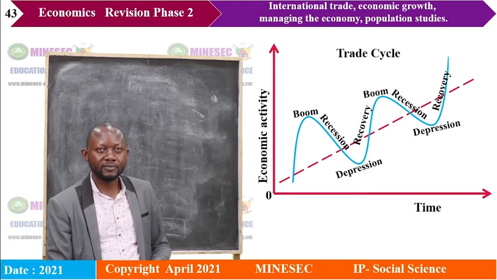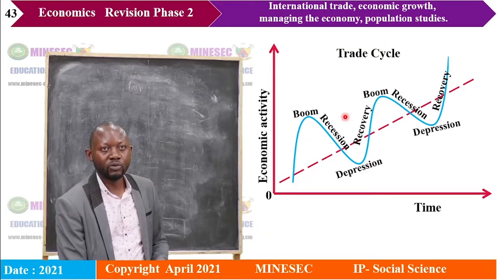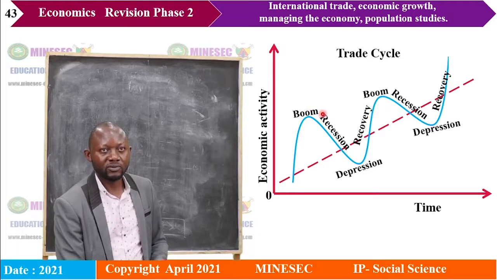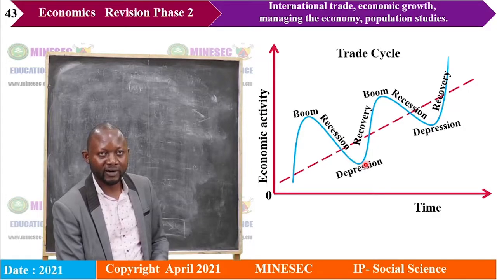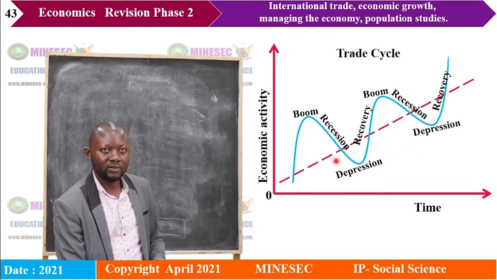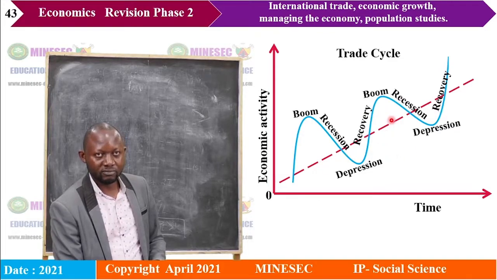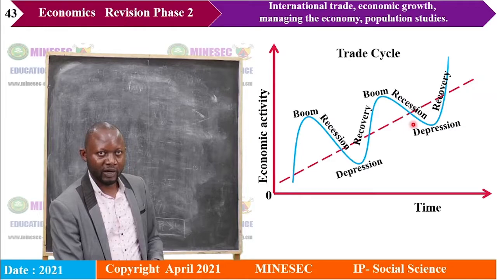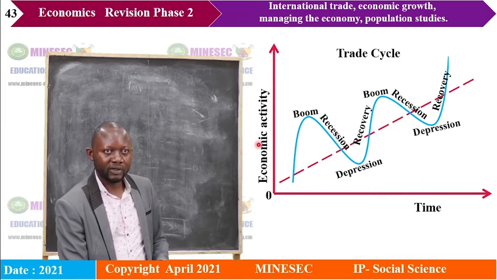This is the diagram explaining that. We have a boom here at the top. Then we have a recession, things are getting worse, but it goes right to depression with a high level of unemployment. Then the recovery, things start getting better, it gets to a boom, and so forth. This line here is the trend growth path. It shows time and economic activity.